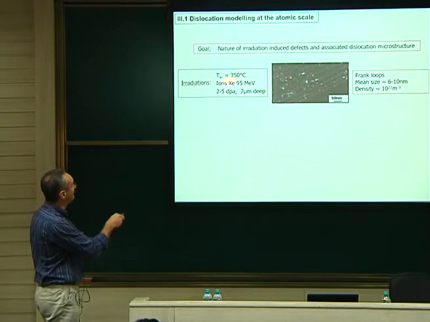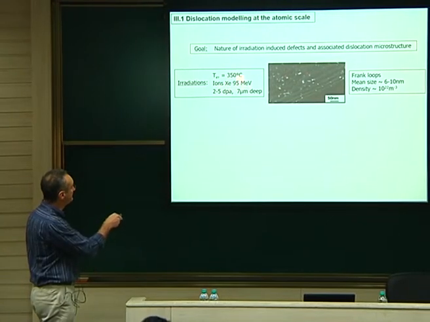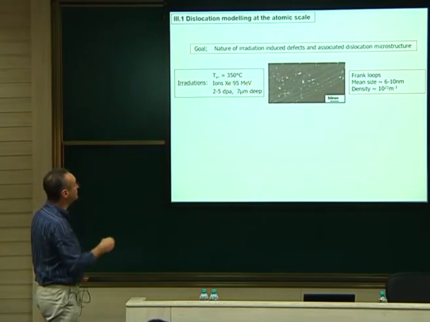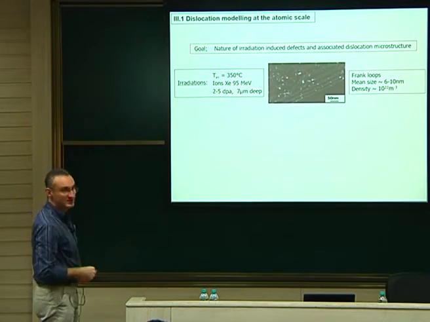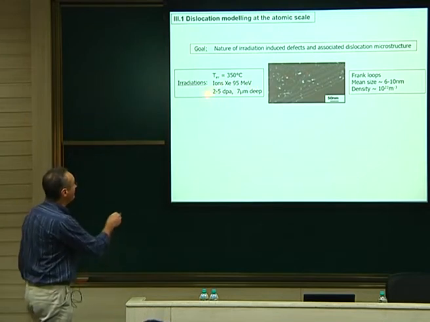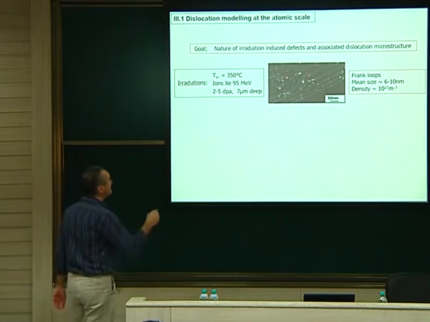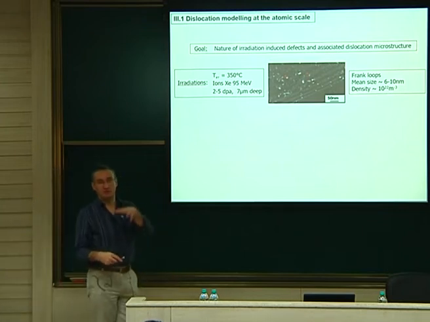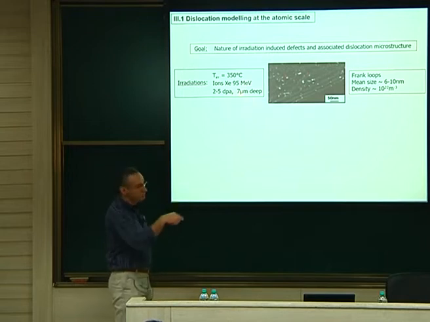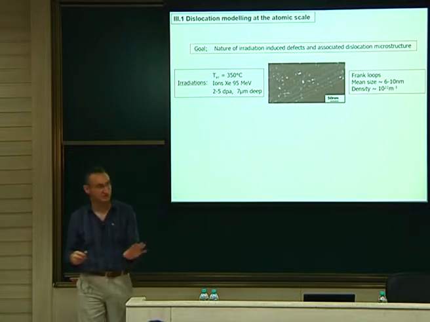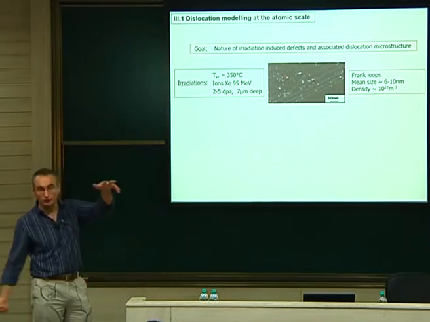So irradiated at 350 degrees with this ion, xenon ion. It was not krypton, it was xenon, at that energy, up to 2 to 5 displacements per atom. And if you have this amount of displacement, you can, by calculation with cascade simulations, assume that you've got irradiation up to 5-7 microns in depth. Okay, so that's the data. Of course, you don't have irradiation everywhere.